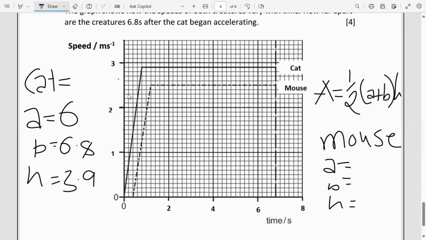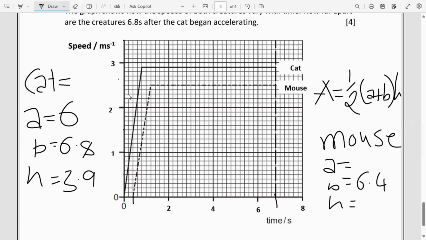We're going to measure our B from where the graph is starting to where it's ending. So from our B, we are subtracting 0.4 from 6.8. So our B is equal to what? It will be 6.4.